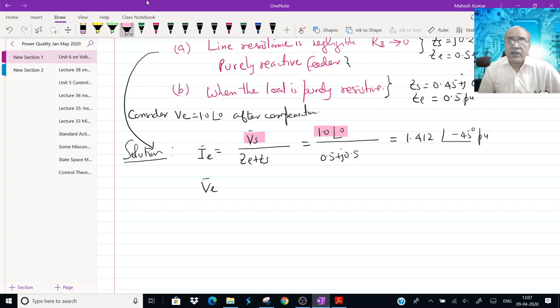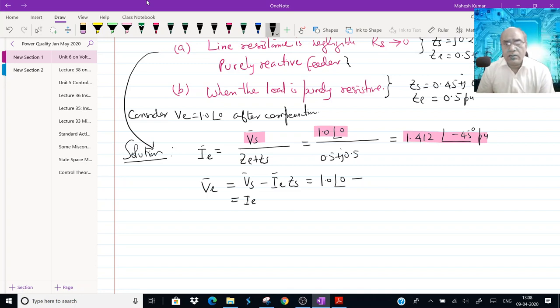Because of that, there is some current flowing for a given load, and the current has some magnitude and phase angle. This current causes a drop across the feeder, and finally it gives a different value of VL. So what is VL? The VL is equal to VS minus IL into ZS, which is 1.0 angle of 0 minus ZS IL, or you can say this is also equal to IL into ZL.